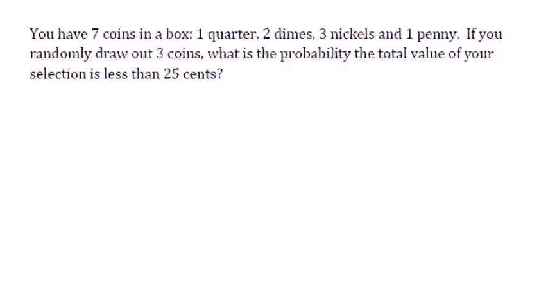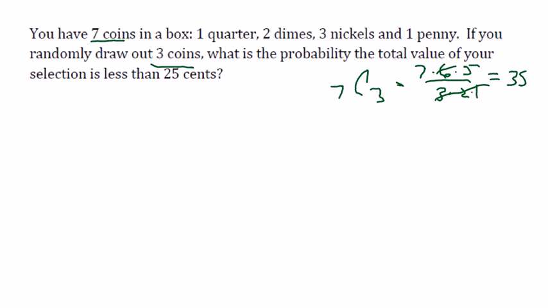of options. And so in this case, since you're drawing 3 coins out of 7, then you can use the combination theory, 7 choose 3, which is 7 times 6 times 5 over 3 times 2 times 1, which just becomes 35. And so there are 35 ways that we can draw out these 3 coins.